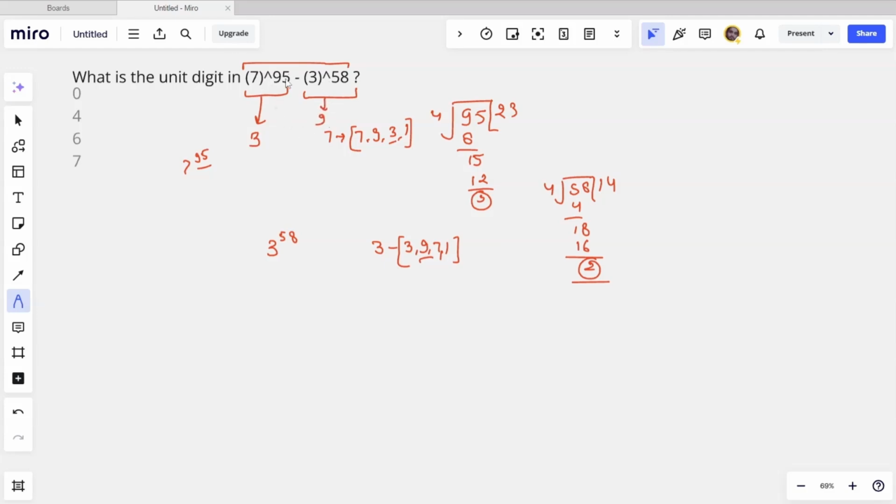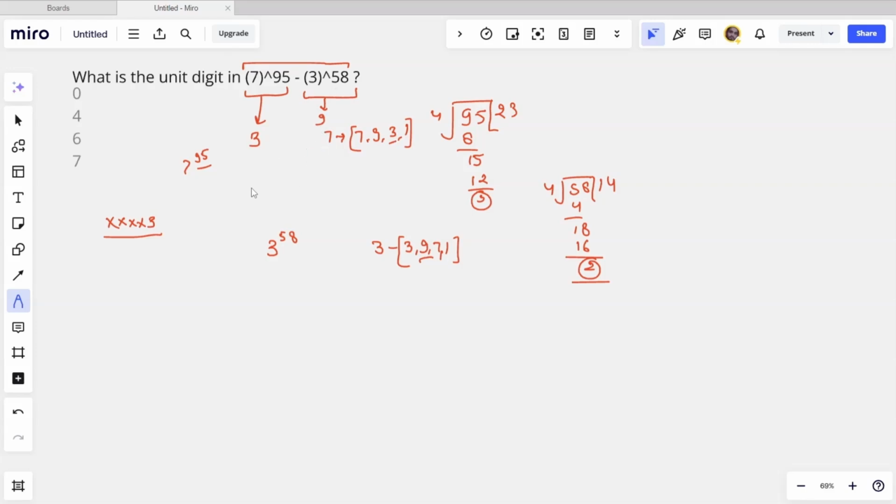As we can see, we haven't solved it fully. If we solve this expression, it will give an absolutely large value. I'm not saying that this is the whole answer of this expression. I'm saying the unit digit. So the unit digit of the result is 3 for this part and 9 for this part of the expression.